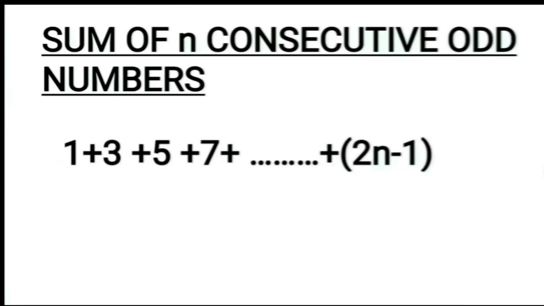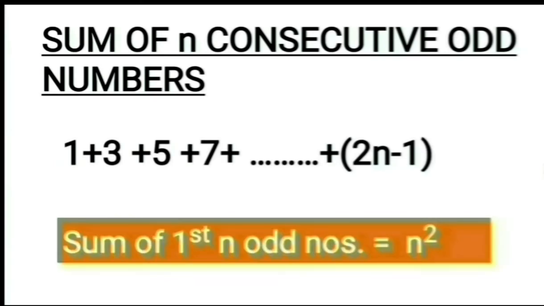Now let's see how to find the sum of n consecutive odd numbers. The sum of n consecutive odd numbers is given by n square. Here the last digit of the series is 2n minus 1.